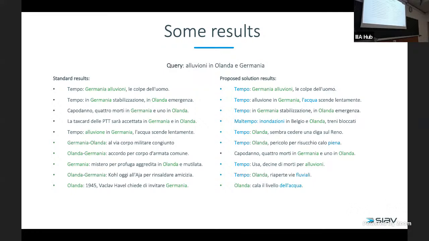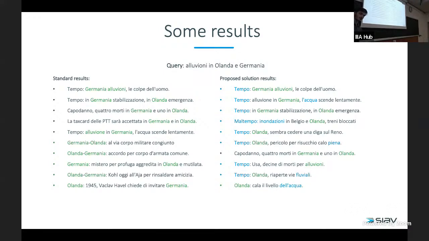And with the standard approach, you can see that the last results are all matching both the words Olanda and Germania, but are not matching anything related to the weather. So they are all related to some kind of agreement between these 2 countries, and therefore these results are not relevant at all from the perspective of a user which is searching for alluvioni.